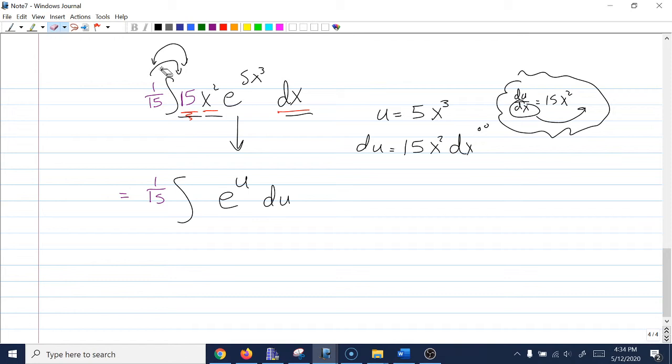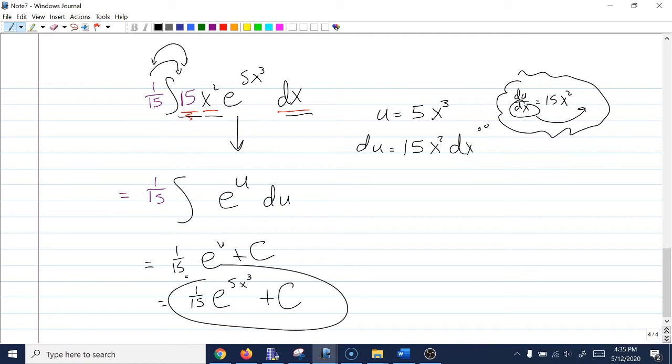What's the integral of e to the u? What's the integral of e to the x is maybe the better way to phrase it, and then just write your answer about a u instead. It's 1/15 e to the u plus c. And now I've done the integral, now I need to translate the integral back to English. 1/15 e to the 5x cubed plus c. Cool. That's my push in a constant, pop out a constant trick.